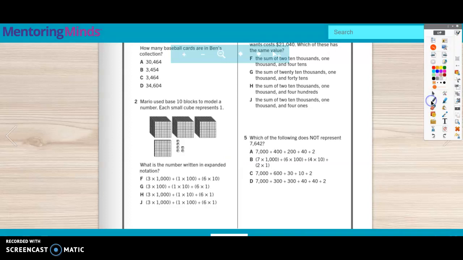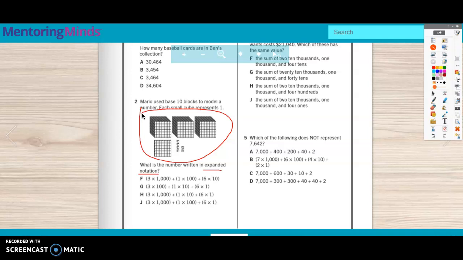Now, number 2. Mario used base ten blocks to model a number. Each small cube represents 1. What is the number written in expanded notation? So you're finding expanded notation. Like I said earlier, I would like you to try to find your own answer first, before even looking at the answer choices. That will prevent you from getting it wrong.